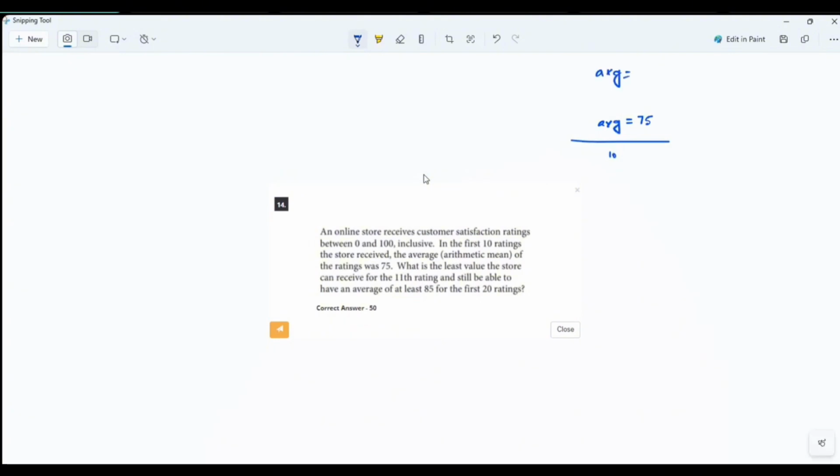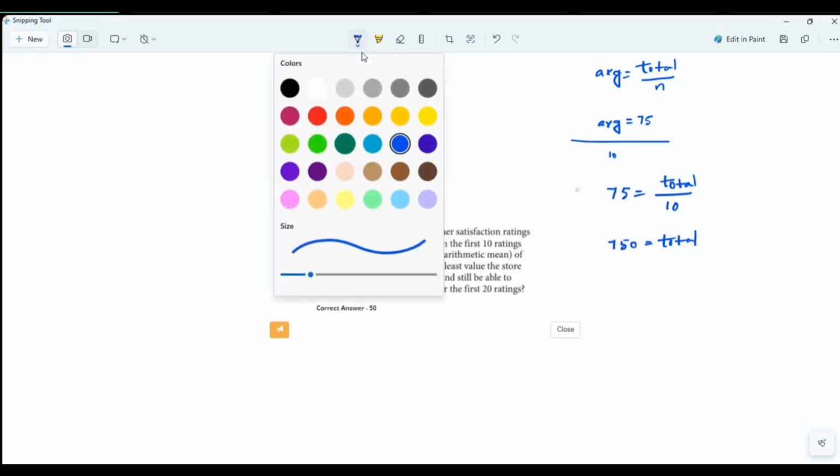Average is equal to the total of all the scores divided by the number of scores. So if the average is 75 and if there were 10 ratings, what would be the total of the first 10 ratings? The total of the first 10 ratings would be 750. Right, everyone? And then what happened?